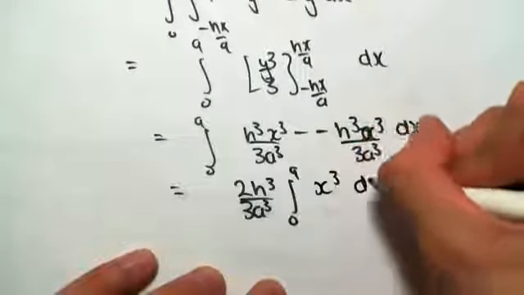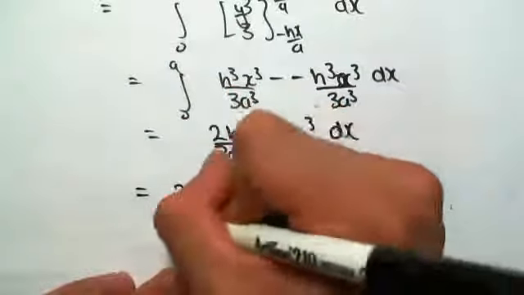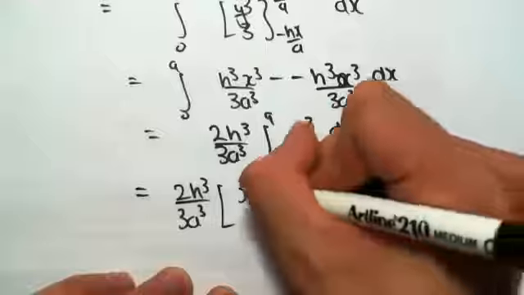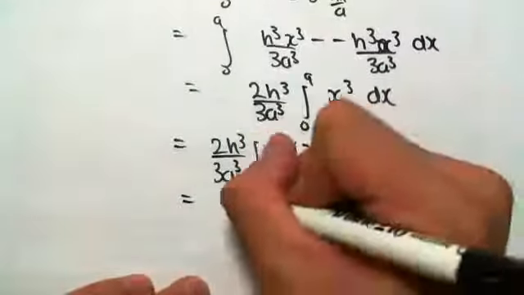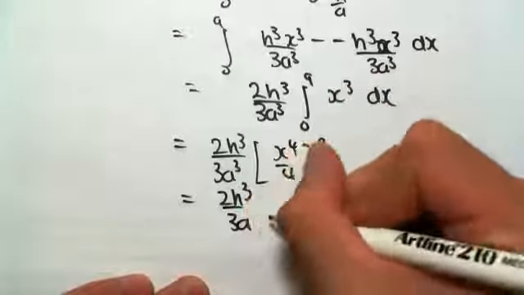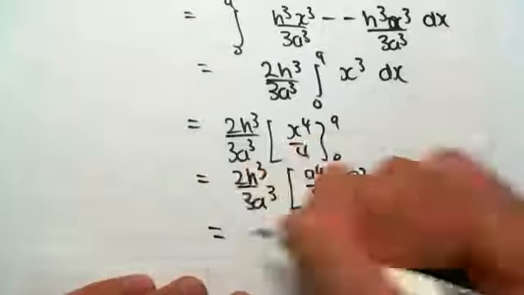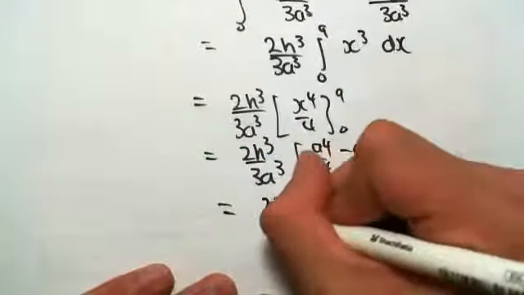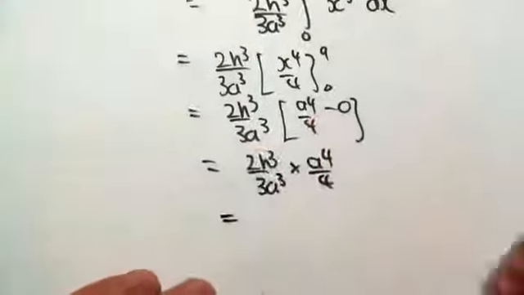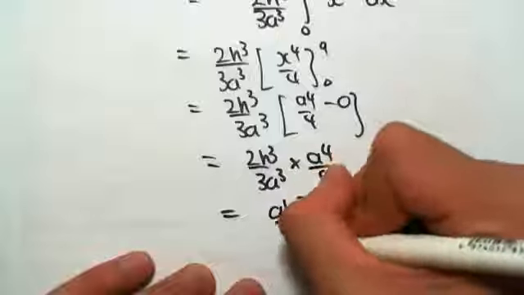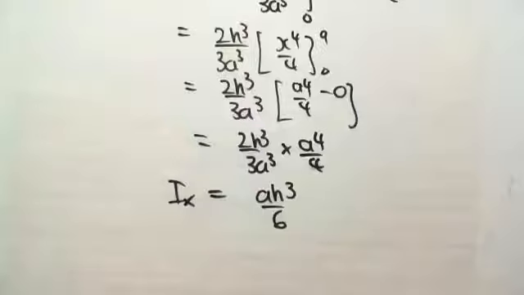That's going to give you x cubed dx. Integrating this, we would have 2h cubed on 3a cubed, outside of x to the power of 4 on 4, between 0 and a. Substituting in for a, you would have 2h cubed on 3a cubed, outside of a to the power of 4, and that's just going to be minus 0. And this would be 2h cubed on 3a cubed by a to the power of 4 on 4. If you were to simplify this, you would get a h cubed on 6. So there is the second moment of area, Ix.